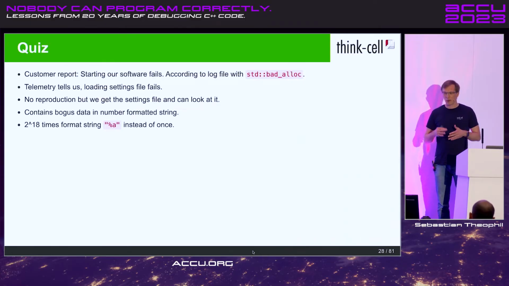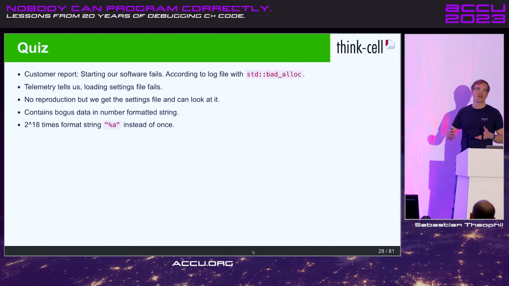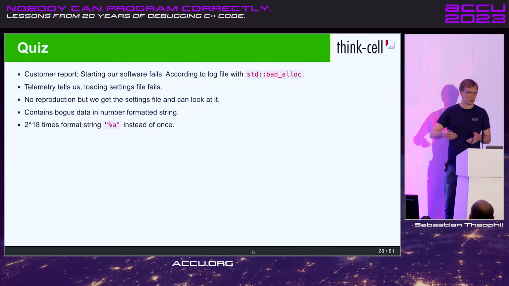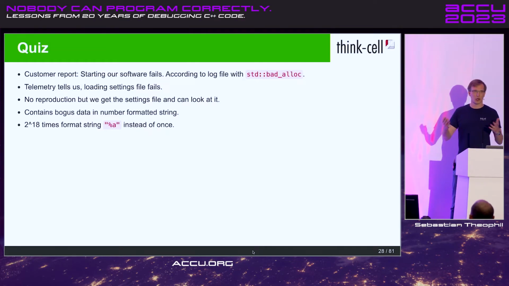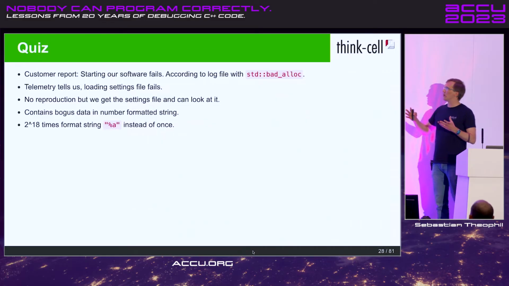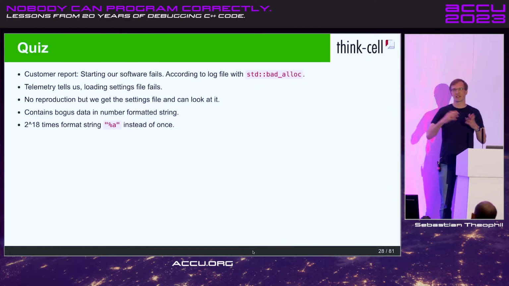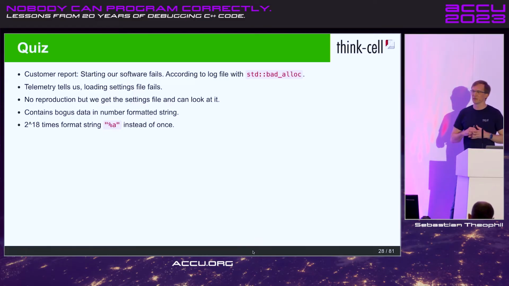And we saw, well, it's actually loading some setting file that fails. And we couldn't get any reproduction, of course, but we could then ask the user to send us that specific file and try it out. And we could look at it, and we found out, well, there was some weird data in it. There was some number format data structure, and instead of a single number format string, that string was duplicated 18 times. It was always the power of 2, and that was odd.